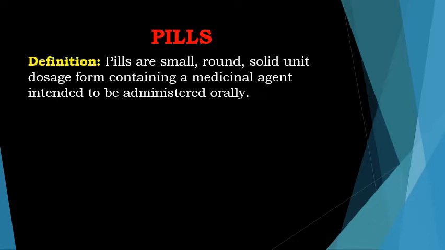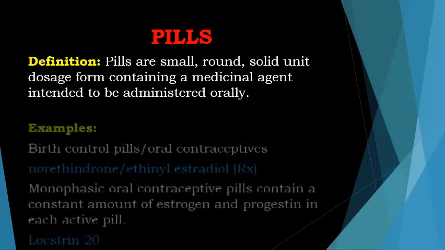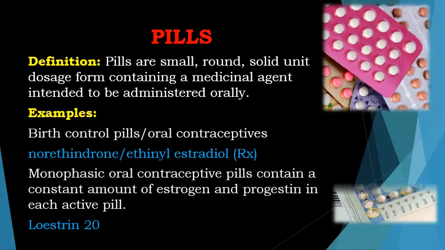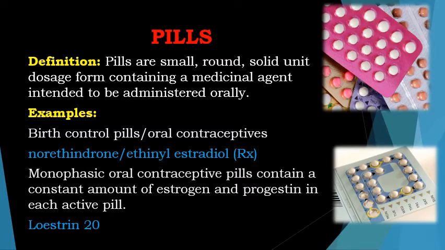Next solid unit dosage form described here is pills. Pills are small, round, solid unit dosage forms containing a medicinal agent intended to be administered orally. Examples are birth control pills or oral contraceptives, which are quite common: norethindrone, ethinyl estradiol. These are monophasic oral contraceptive pills that contain a constant amount of estrogen and progestin in each active pill. And the second example being Lostin 20.